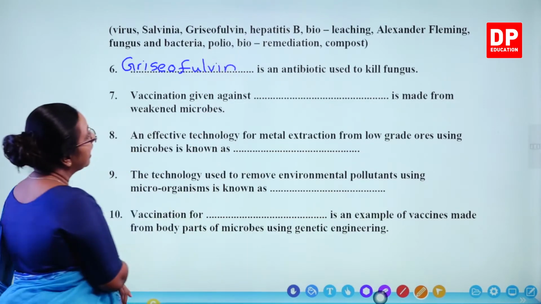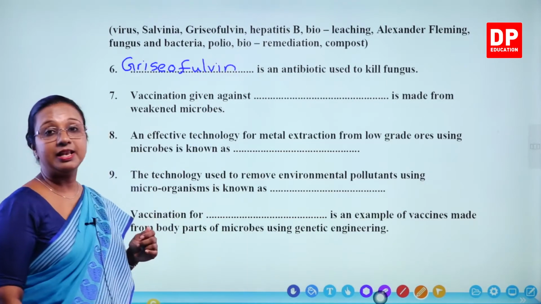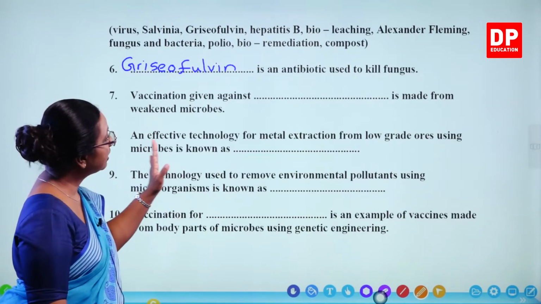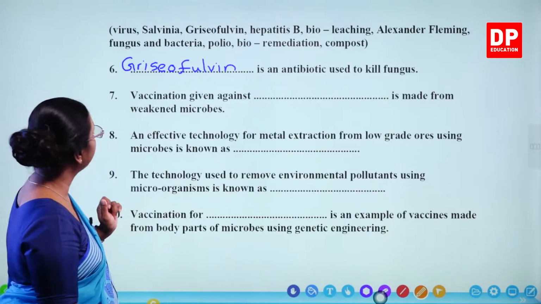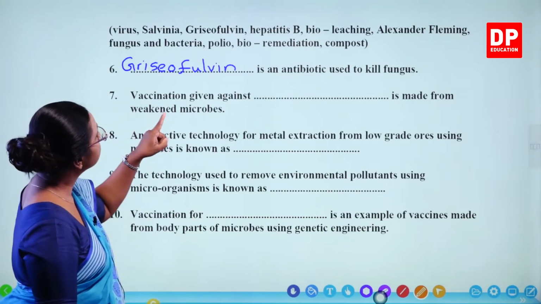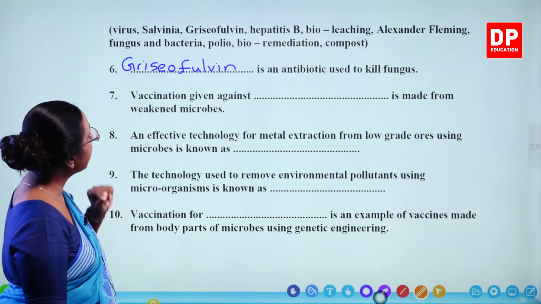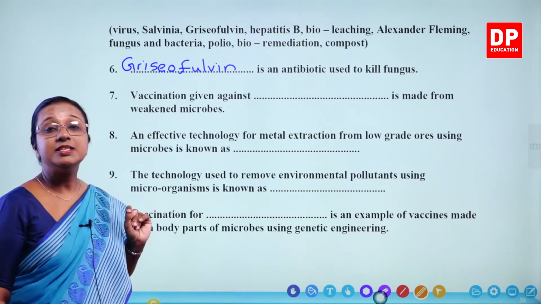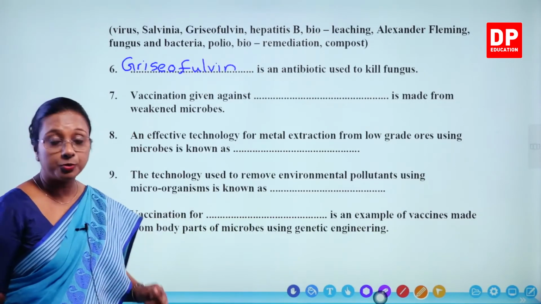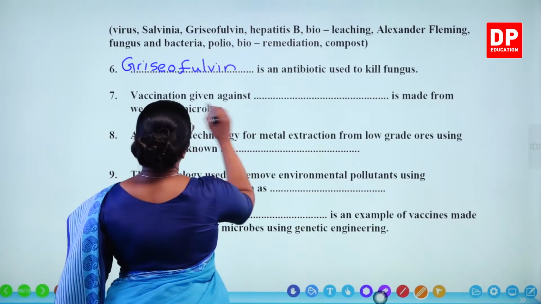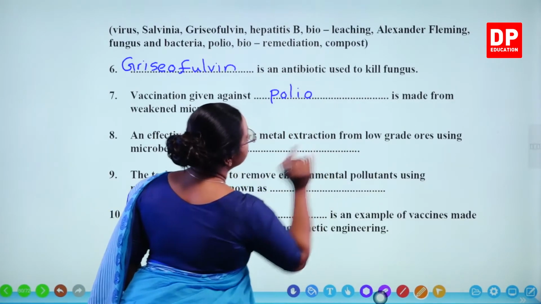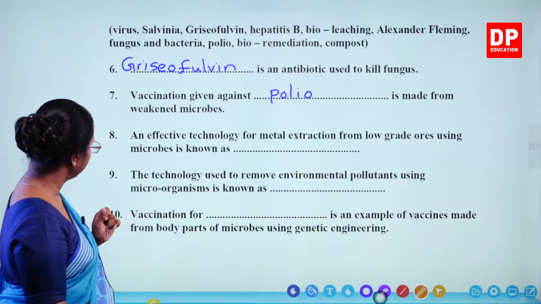Griseofulvin is an antibiotic used to kill fungus. Seventh one, vaccination given against blank is made from weakened microbes. Now look at the answers. There is hepatitis B and polio. What is made from weakened microbes? It is polio. Vaccination given against polio is made from weakened microbes.